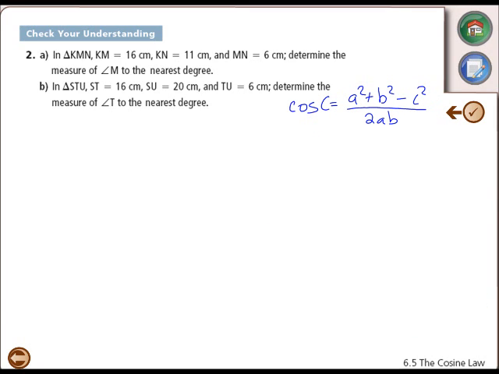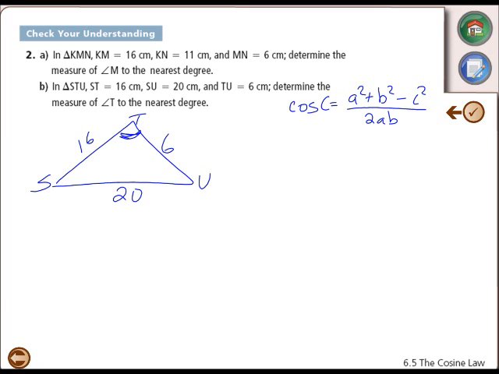All right, let's look at b then. Let's draw it up. We've got triangle STU, and label up our sides. ST is 16, SU 20, and 6. The only thing we've changed is that we've changed it into 20 from 11. Let's check it out. We're looking for angle T now.